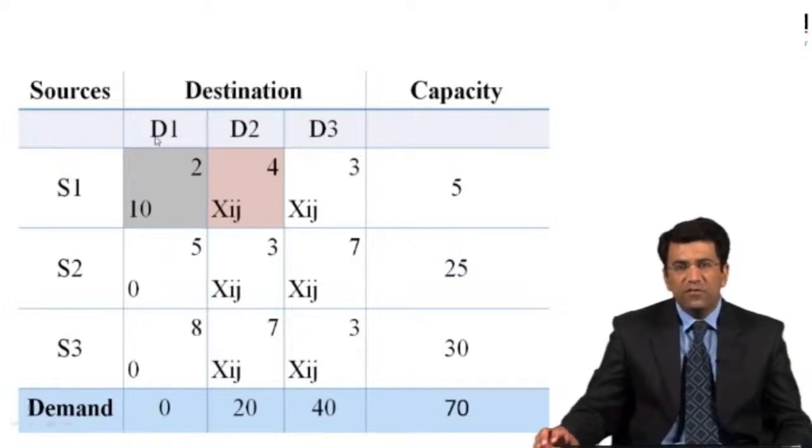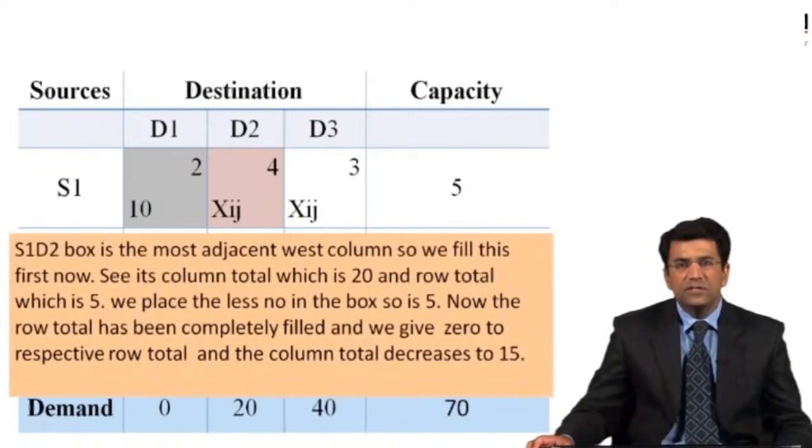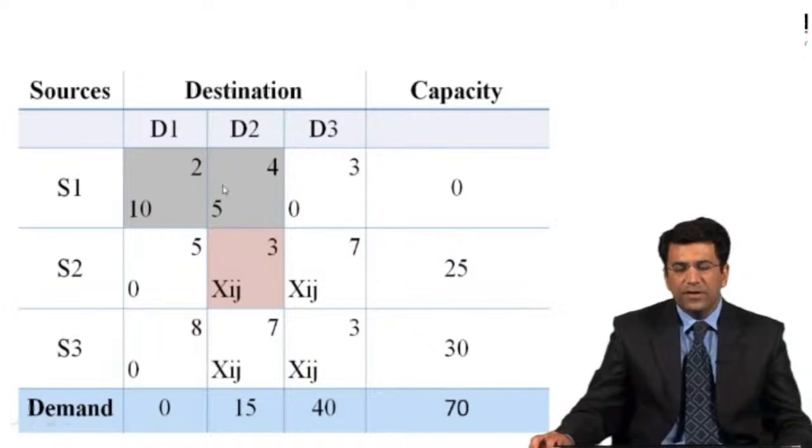Now students, again we will move towards the west. This is the S1 D2 cell. Again for this cell we compare the row total as well as the column total. The column total is 20 and the row total is 5. The minimum value is 5, so we will put 5 here. Again this row total will be exhausted, and the column total will be decreased by 5 and become 15. Accordingly we reduce the demand and capacity of the particular supply S1.